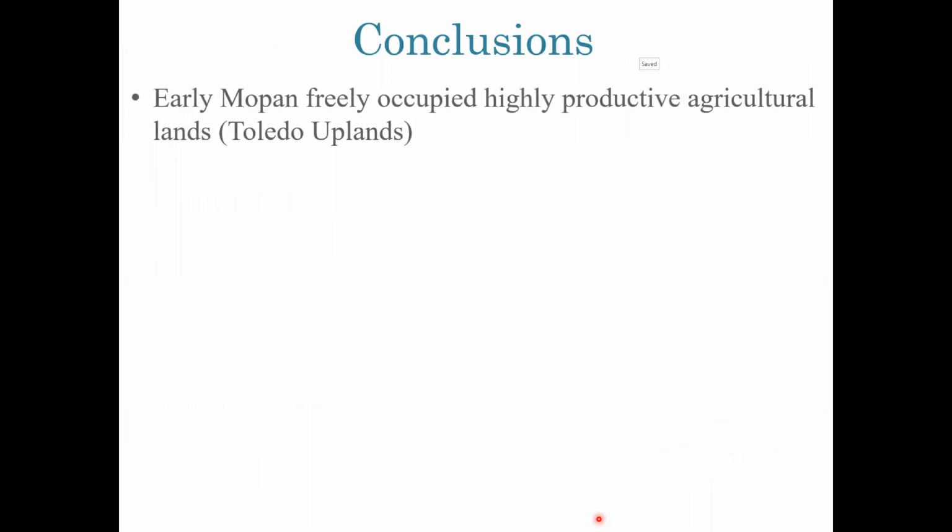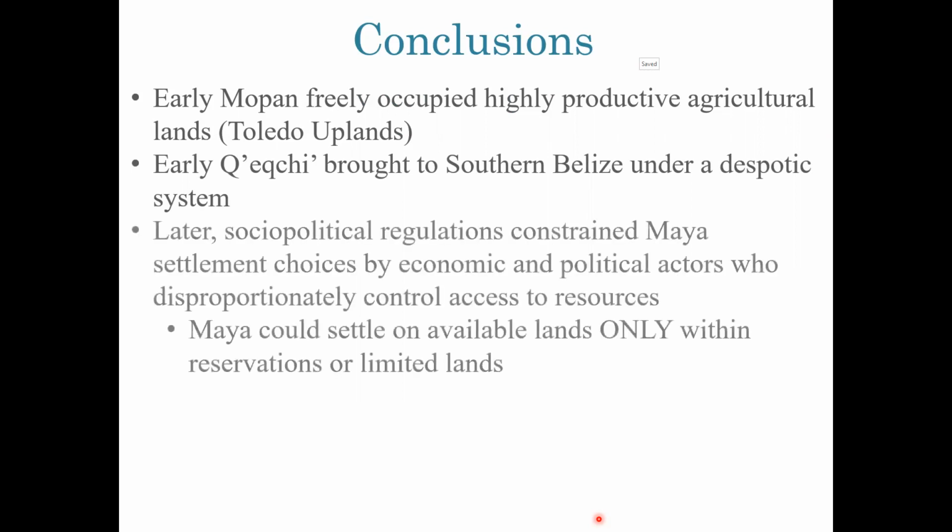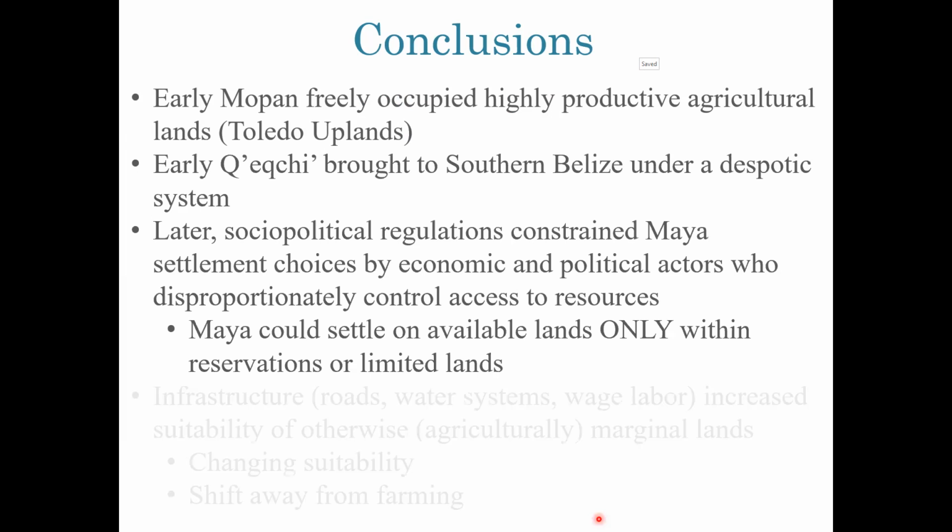So the main conclusions are, it looks like the early Mopan freely occupied highly productive agricultural lands in the Toledo uplands and that foothills region, while the early Qeqchi were brought into southern Belize under a despotic system as low-wage laborers. And later sociopolitical regulations kind of constrained where these Maya settlement choices could occur based on economic and political actors who had disproportionate control over access to certain resources. So things like logging concessions. The Maya were allowed to settle on lands, but only those that were available within limited lands, as I showed on the map that showed the distribution of reservations, private estates, and preserves.